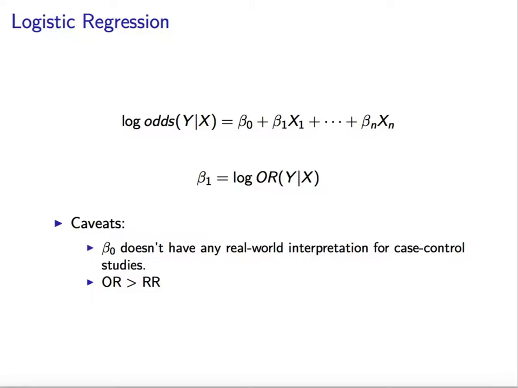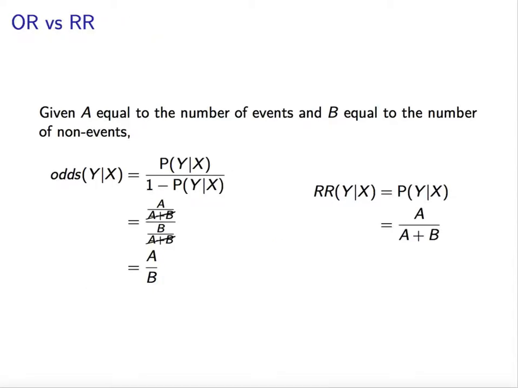Also, the odds ratio will always overestimate the relative risk ratio, although for rare diseases, it's a pretty good estimate. So let's go off on a slight tangent to discuss odds ratios versus relative risk ratios.